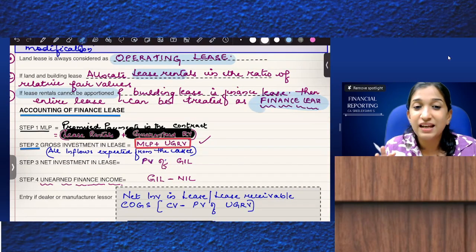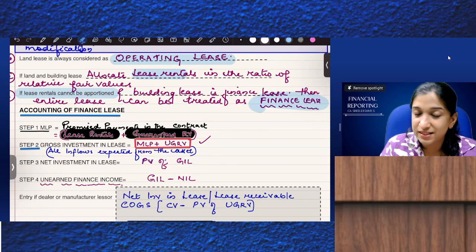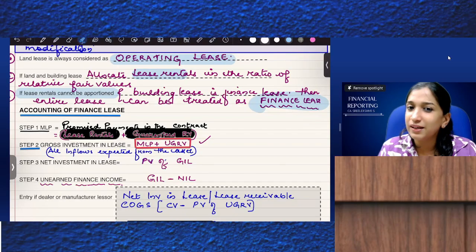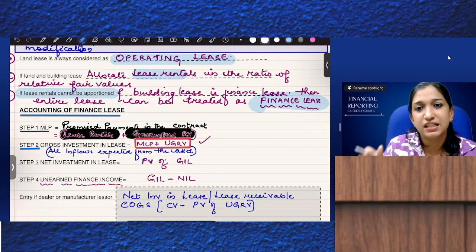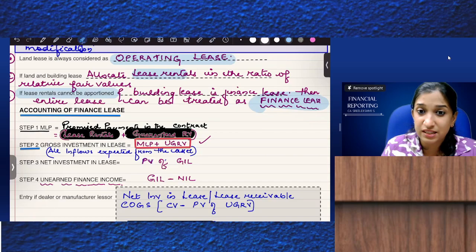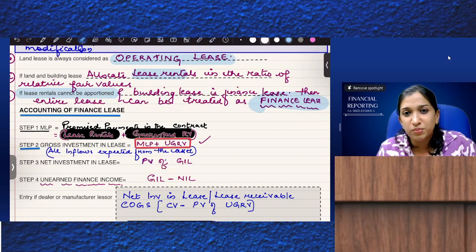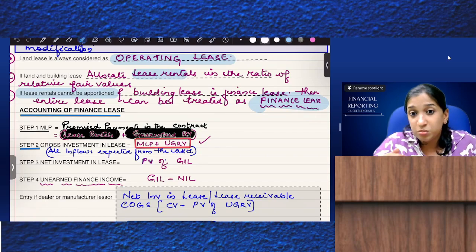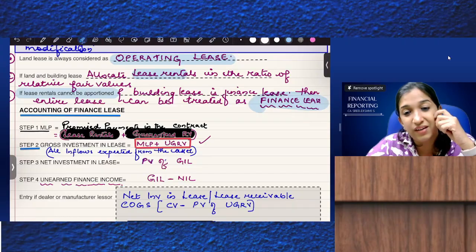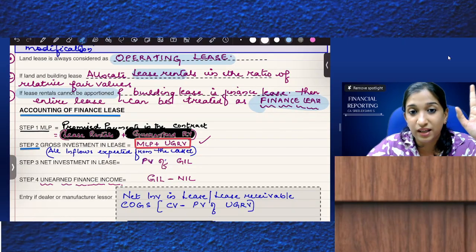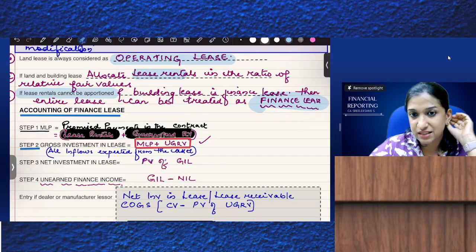Then the entire lease you treat as a finance lease. So land lease is always treated as an operating lease. If the land and building lease is an operating lease, good. But if the building is a finance lease, then apportion and do finance lease accounting. But if apportionment is not possible, it cannot be allocated, standalone selling price is not available, then you do one thing: both land and building lease you treat as a finance lease. Okay.